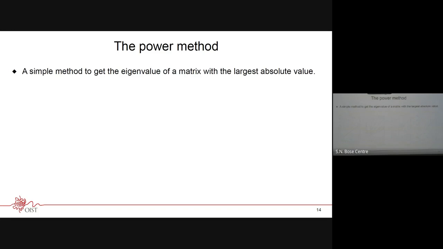So what is the power method? This is a simple method to get the eigenvalue of the matrix with the largest absolute value. In our case, I think our purpose is to look for the lowest energy state. So that is one of the largest absolute value states.